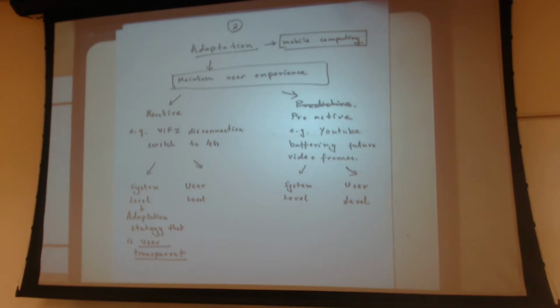What is an example of system level reactive adaptation? If you have screen brightness in auto, then based on the intensity of the surrounding light, the brightness automatically changes. It doesn't ask you whether you want to increase or reduce the brightness, and it also does not take your preferences.